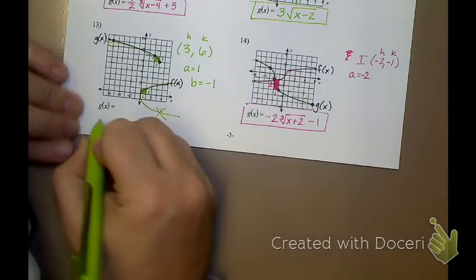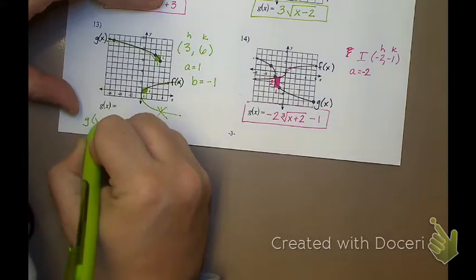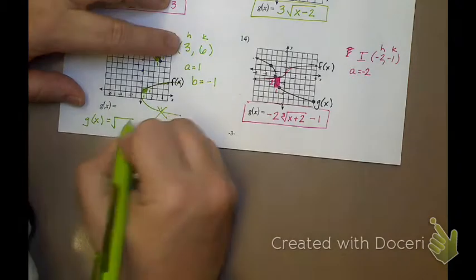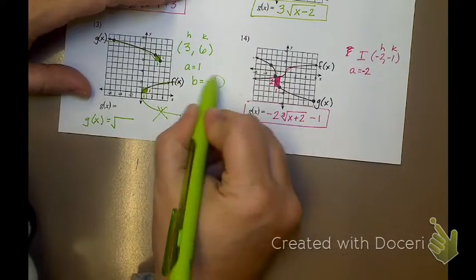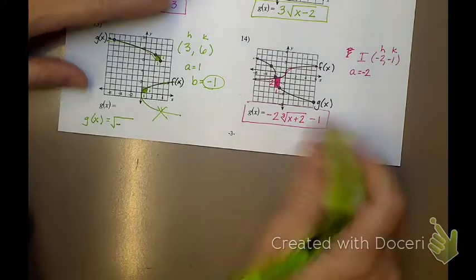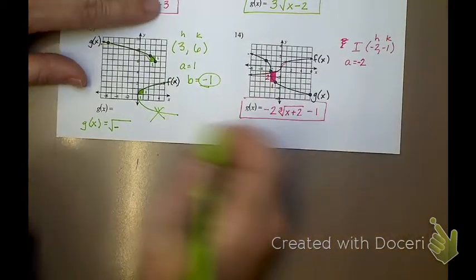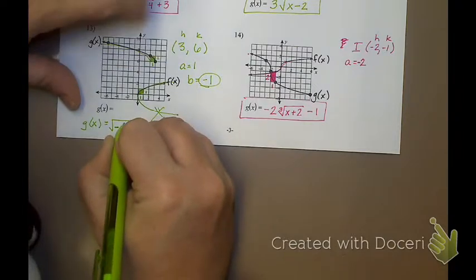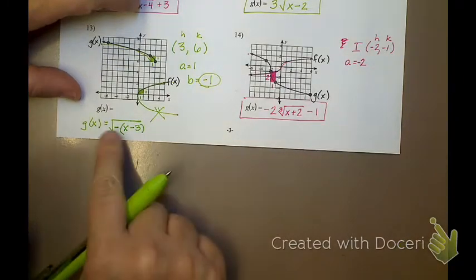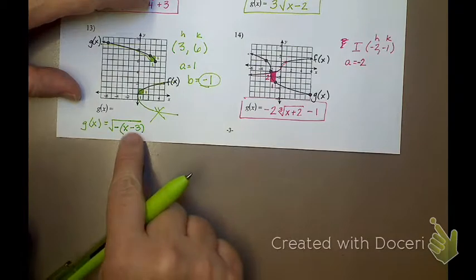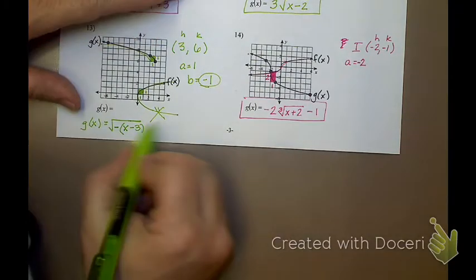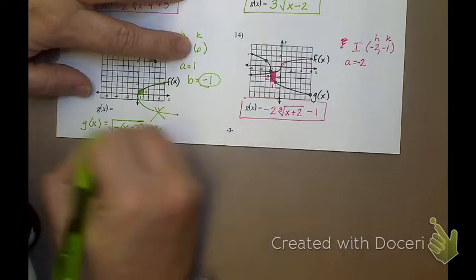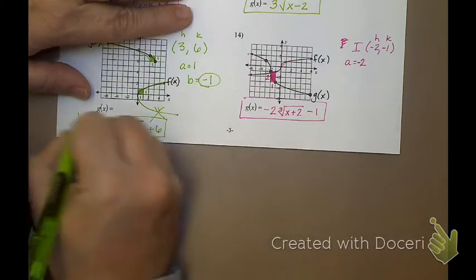We have g of x equals, I'm going to write it over here because I think I'm going to run out of room, equals, a is 1, so I don't need to write that, square root of, now b is negative 1. That means I have to put a negative sign. I can't just go from there to writing x minus 3. I have to put that in parentheses. Whenever you have a b value of negative 1, you have to put this in parentheses. Don't distribute anything, just leave it in parentheses like that. And then your k value, the plus 6, needs to be outside the radical there.